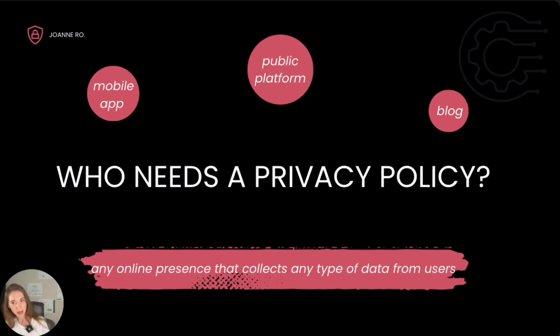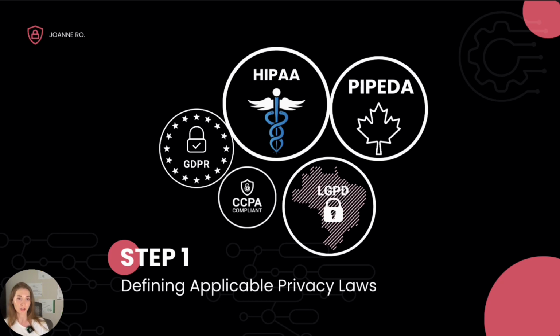To create a compliant privacy policy, we will follow the 10 simple steps we will talk about today. So let's start with the first one, defining applicable privacy laws. You will need to take time to verify what data privacy legislation applies to your business. And you will need to familiarize yourself with all the guidelines and requirements which affect your business and your privacy practices, to be able to prepare a compliant privacy policy.